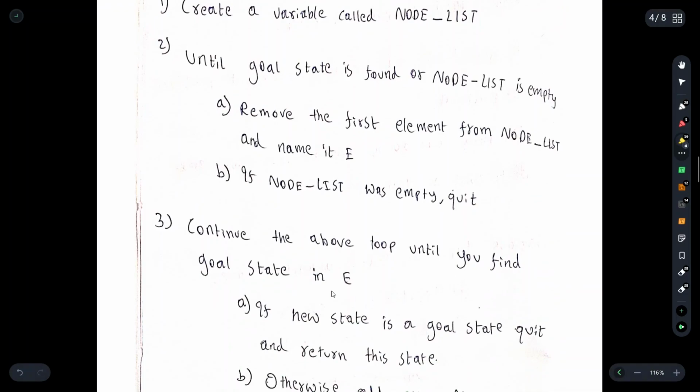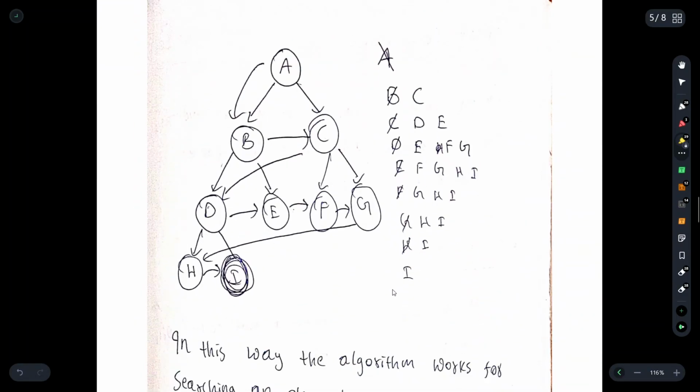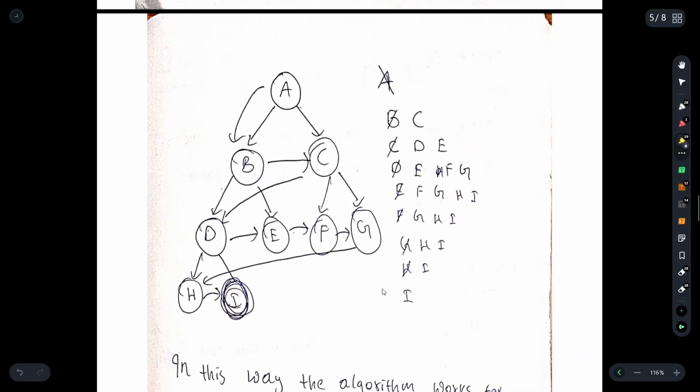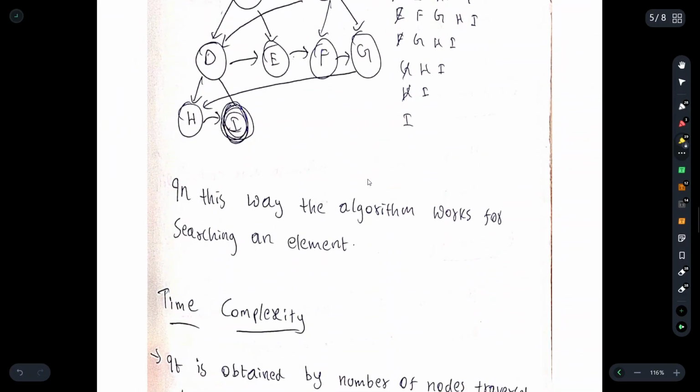So continue the above loop until you find the goal state. If the new state is a goal state, then we need to quit and return the state. Otherwise, we need to check the other node list at the end. So we need to follow this process, and we need to go in a flow to perform this operation and find the goal state. And this way the algorithm works for searching an element.